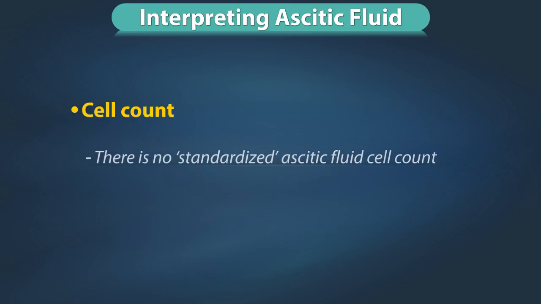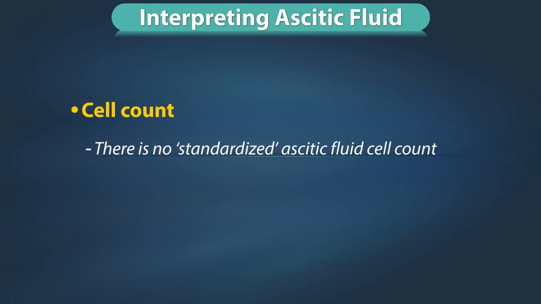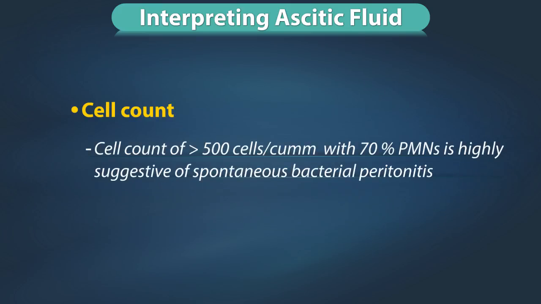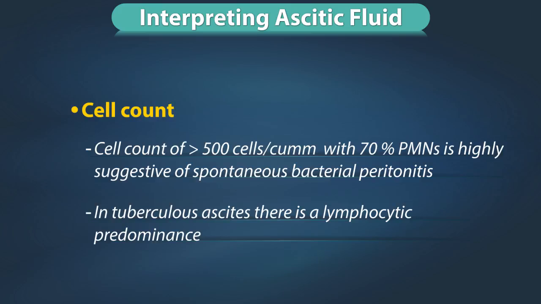Cell count. There is no standardized ascitic fluid cell count. The generally accepted cutoff limit of normal is less than 250 leukocytes per cubic millimeter. A cell count of more than 500 cells per cubic millimeter with 70% polymorphs is highly suggestive of spontaneous bacterial peritonitis, whereas in tuberculous ascites there is a lymphocytic predominance.